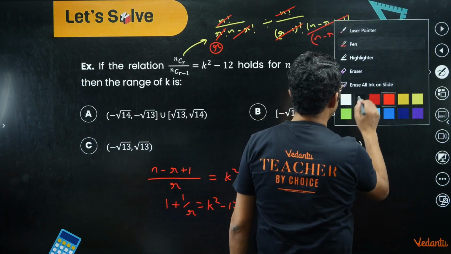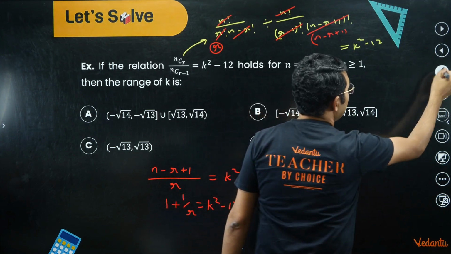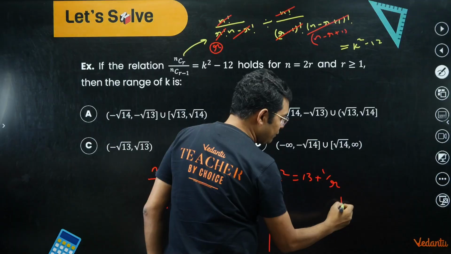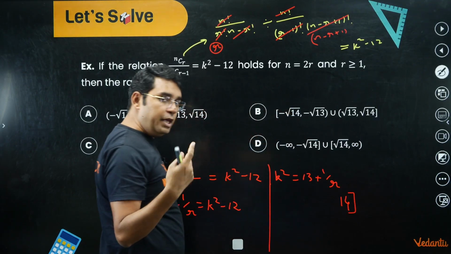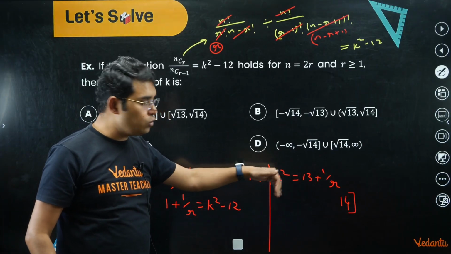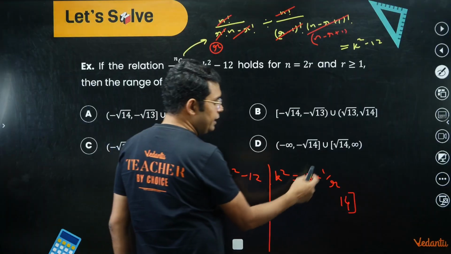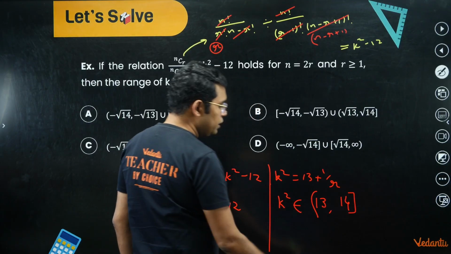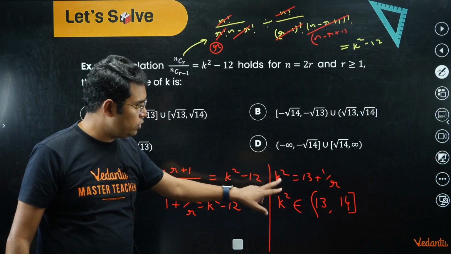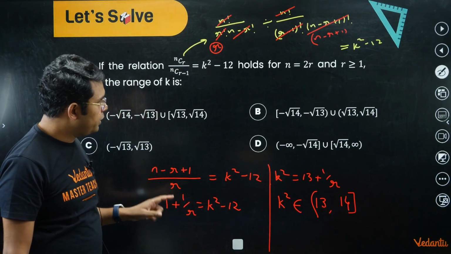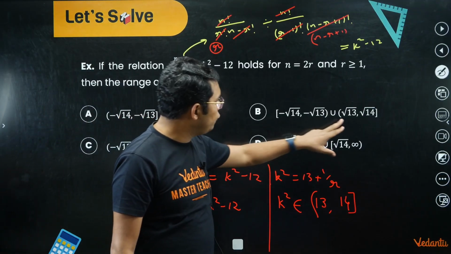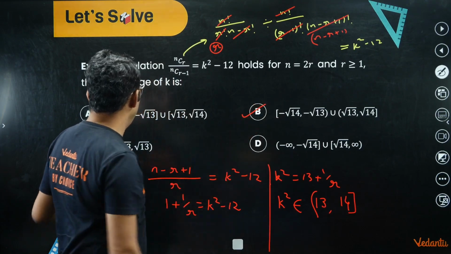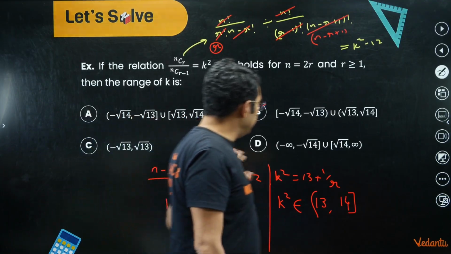Sorry, how can I make this mistake? If r is greater than or equal to 1, then 1 upon r will be less than or equal to 1, so this will be at most 14, where 14 is possible. And if you keep increasing the value of r, 1 upon 2, 1 upon 3, these numbers will be smaller. So 13 plus 1 upon r can go down to 13 with an open bracket. So k square will belong to (13, 14], with an open bracket on 13 and a closed bracket on 14. So if you take the square root, it is root 13 to root 14 and minus root 14 to minus root 13. So the answer of this should be B. Here I think the open and closed brackets are not proper. So the answer for this should be B.